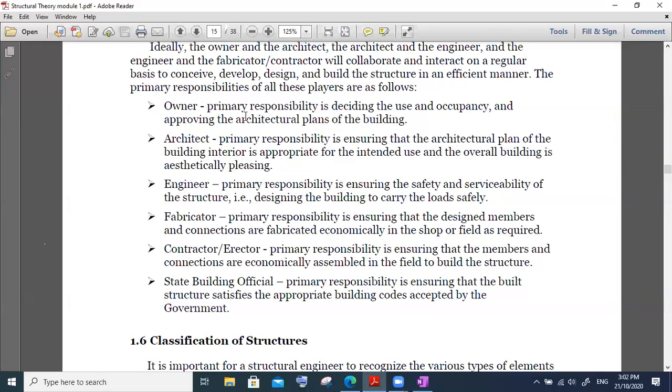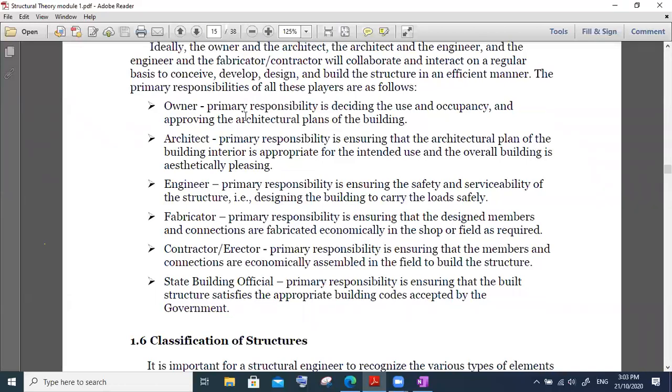Yun kasi yung pinaka goal kung bakit may architect. Dapat maganda yung mukha, no? Yung tipong pagkakita mo ng structure, yung laglag pa nga, tulo laway, ganun. Si engineer naman, the responsibility is ensuring the safety and serviceability of the structure. It is designing the building to carry the load safely.